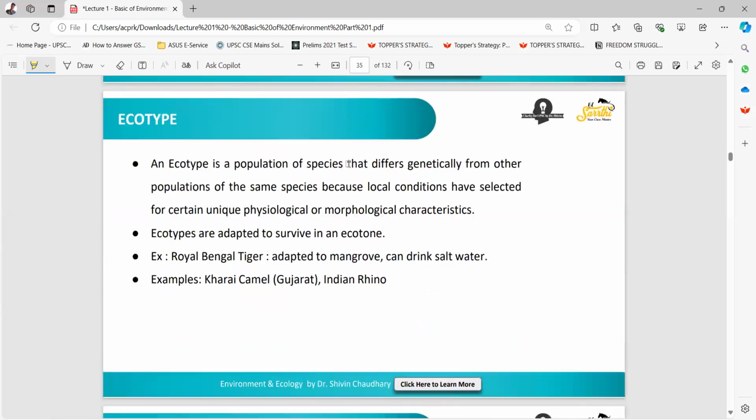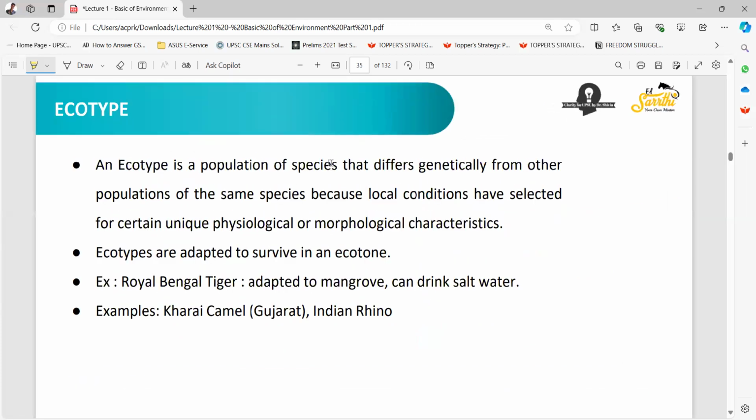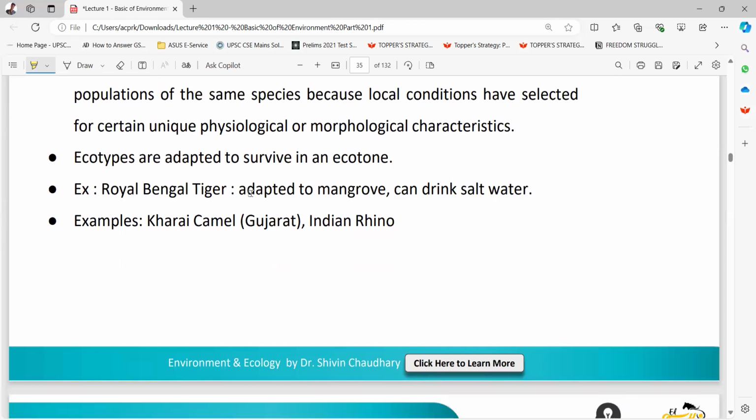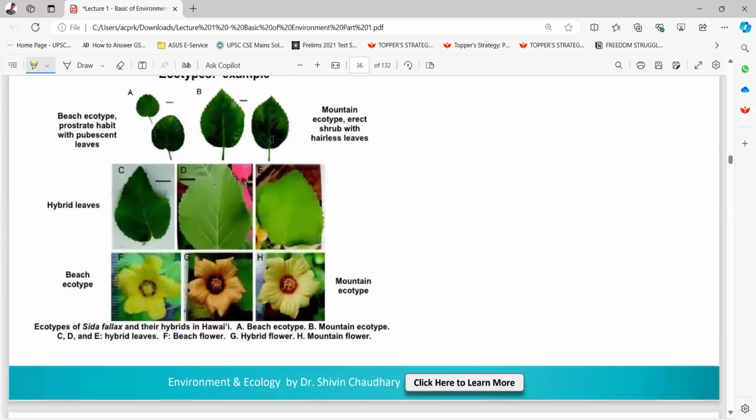Ecotype. An ecotype is a population of species that differ genetically from other populations of the same species because local conditions have selected for certain unique physiological or morphological characteristics. Ecotypes are adapted to survive in an ecotone. Example, Royal Bengal tiger, adapted to mangrove, can drink salt water. Examples, Kharai camel, Gujarat, Indian rhino.